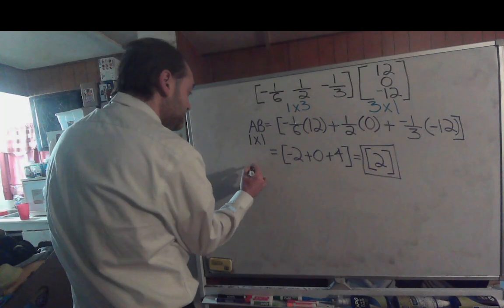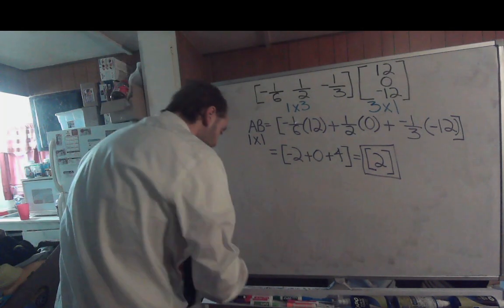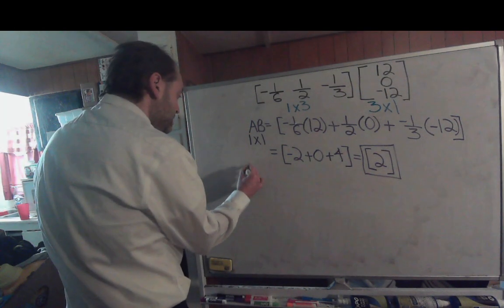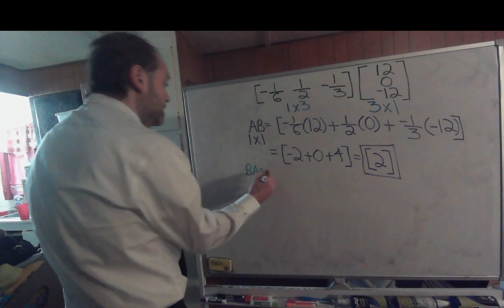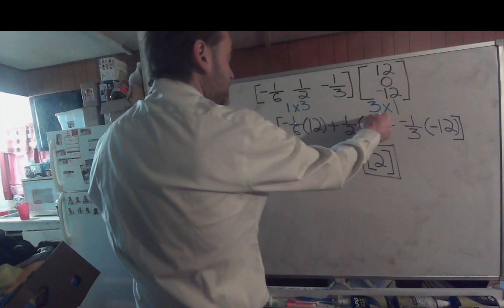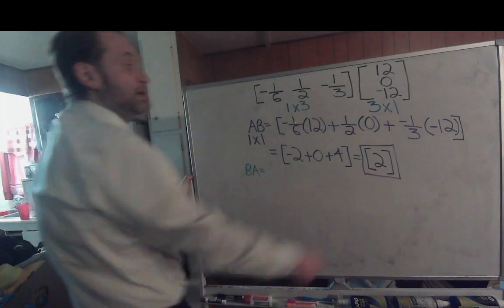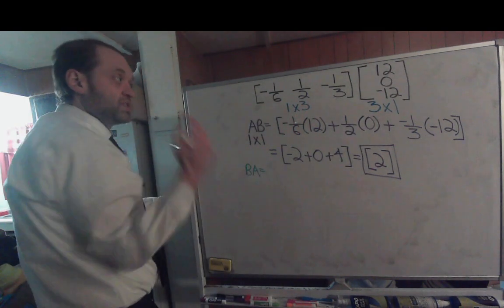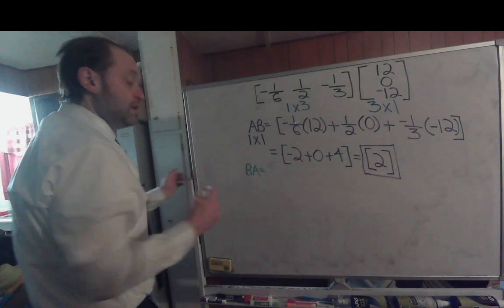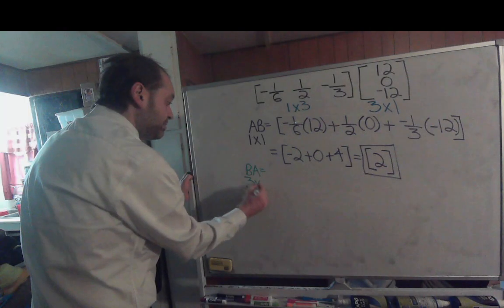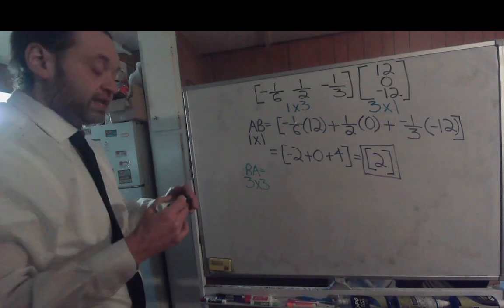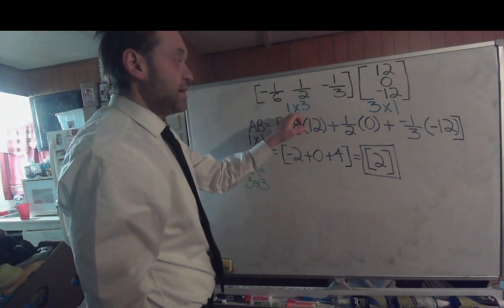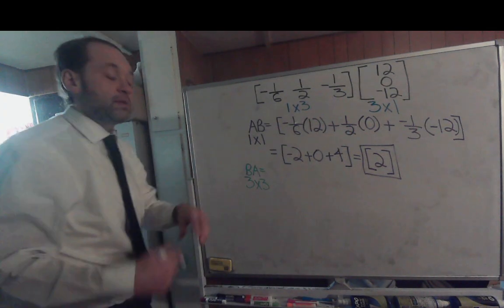Now, the next question is, what about B times A? Can we do B times A? Is it even possible? Well, let's find out if it's going to be possible. B times A. B is a 3 by 1, A is a 1 by 3. Well, the number of columns in the first matrix match the number of rows in the second, so yes, it's possible, but you'll get a 3 by 3 matrix this time. So already you got an important difference. You have a 3 by 1 times a 1 by 3, that's going to yield a 3 by 3 matrix.